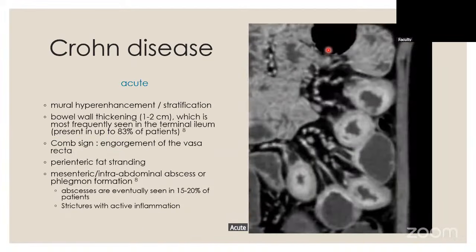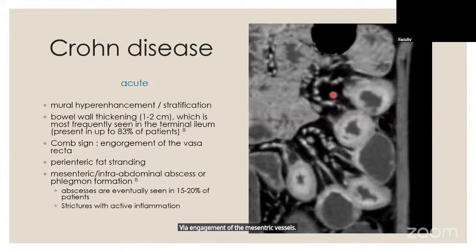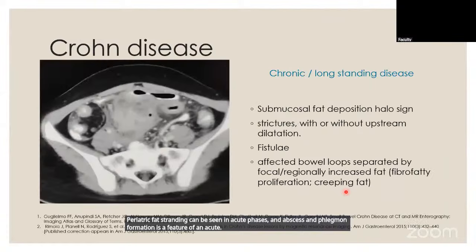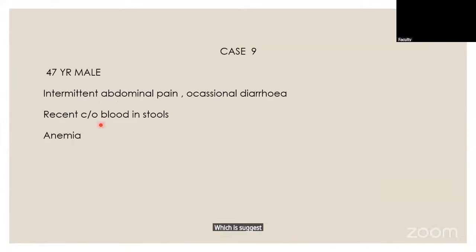Acute features, as we have already seen, there is hyperenhancement of the inner wall. There can be a bilaminar, as in this case, or a trilaminar enhancement pattern, engorgement of the mesenteric vessels, presence of submucosal fat, perienteric fat stranding can be seen in acute phases, and abscess and phlegmon formation is a feature of an acute stage of Crohn's disease. In chronic disease, there would be stricture formation with or without upstream dilatation, and there is fibrofatty proliferation adjacent to the thickened bowel loop, which is suggestive of a creeping fat sign.